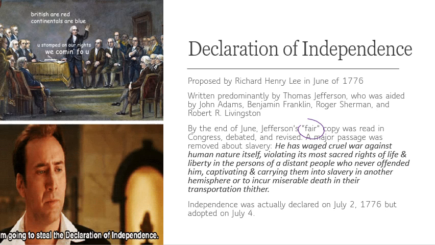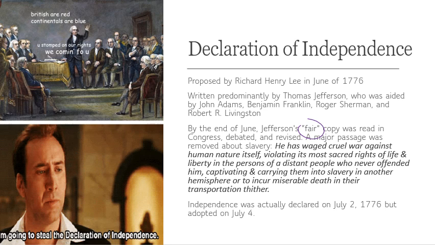One of the major passages that was removed was all about slavery, and it was removed because the North and the South couldn't agree on our stance on slavery. But he says in the original Declaration of Independence, he, being the king, has waged a cruel war against human nature itself, violating its most sacred rights of life and liberty in the persons of a distant people who never offended him, captivating and carrying them into slavery in another hemisphere, or to incur miserable death in their transportation thither.